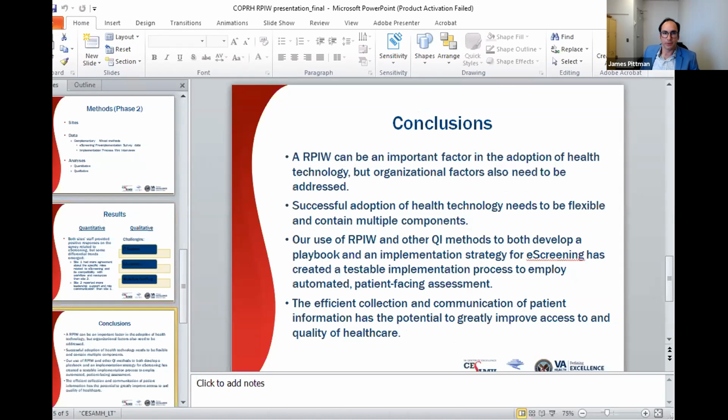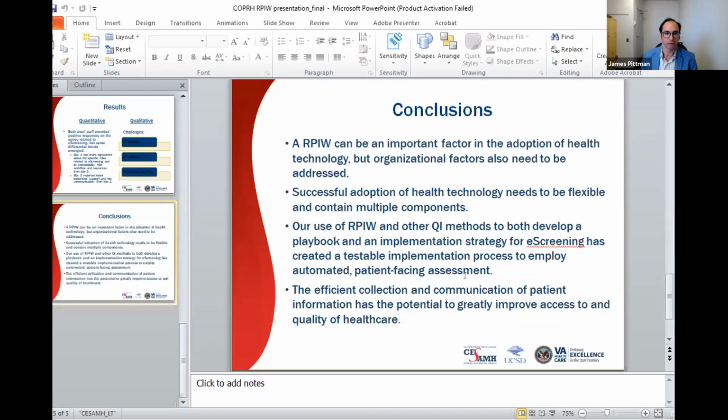Ultimately, the process that we used seems to be a potentially effective approach to implementation of a complex program in a healthcare system. We're currently exploring this as part of a multi-step wedge hybrid type 2 trial, and so far have been having a lot of success in doing so.